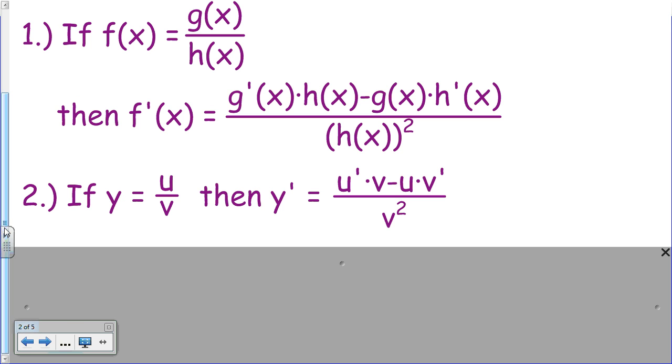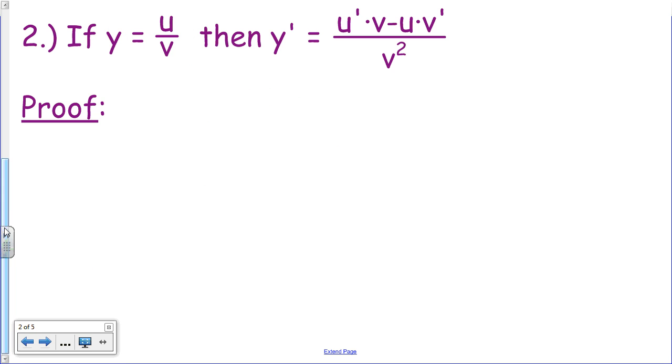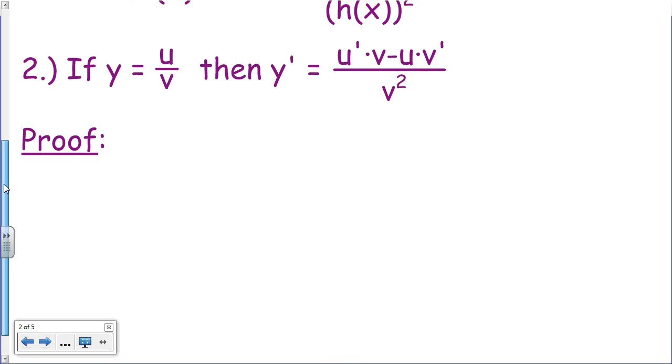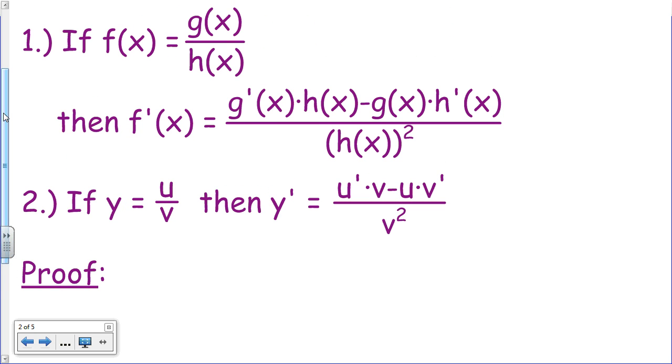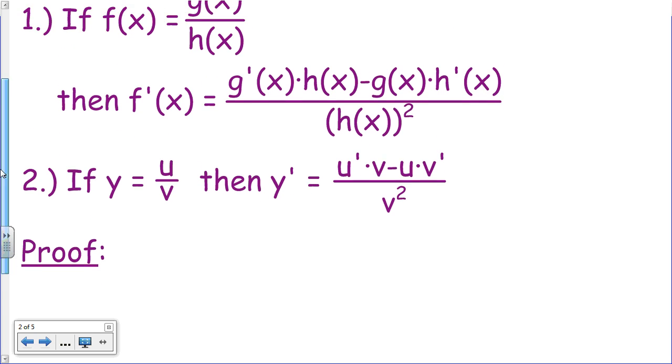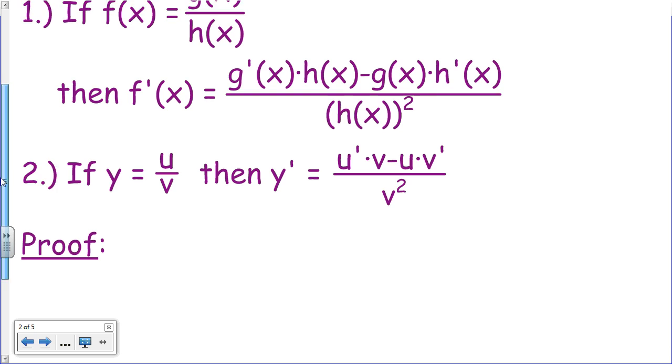And just like we did with product rule, the next question is, how do we know that that in fact is the case? So we're going to go through the proof of this. You can use either one of these forms to prove it. I'm just going to use the first form, thinking of it using function notation. So let's start out with the condition. It says if f of x is equal to g of x over h of x.